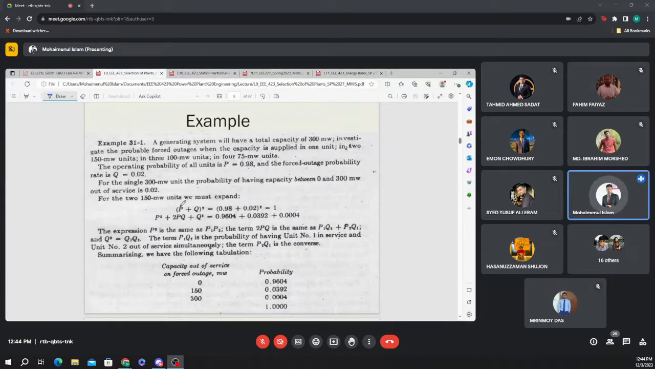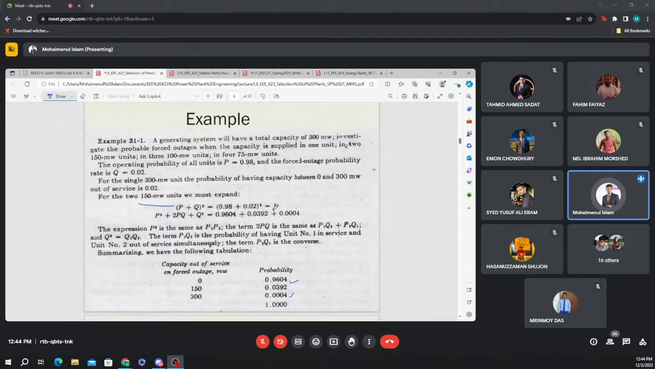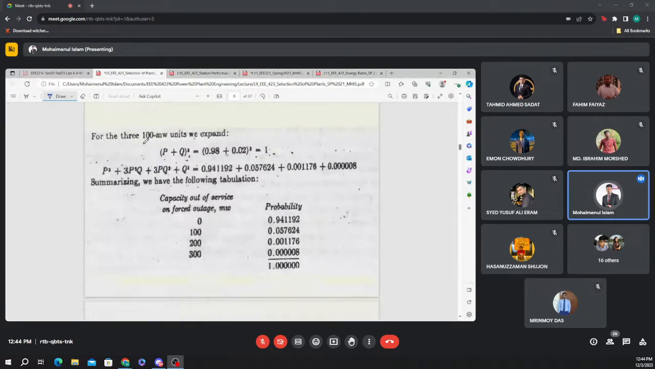After that, we put the equation for 2 units. We found that the probability of forced outage for two plants is 0.0004, and the operational probability is 0.9604. Like that, we completed the third part for 3 units, and we also calculated these values. The probability of outage is 0.000008, and another.